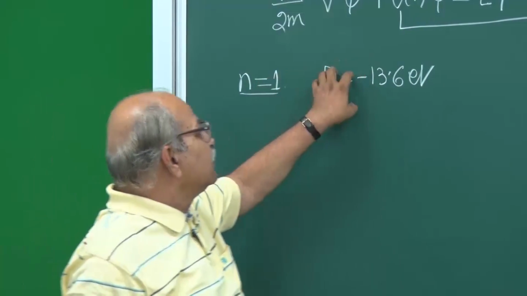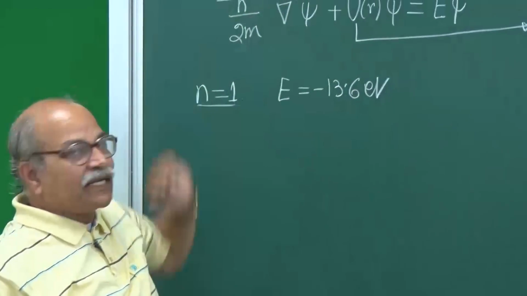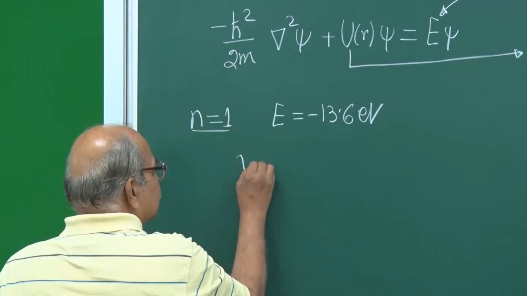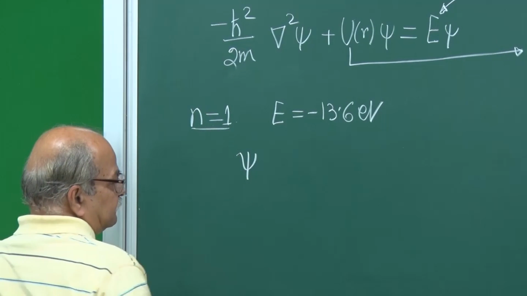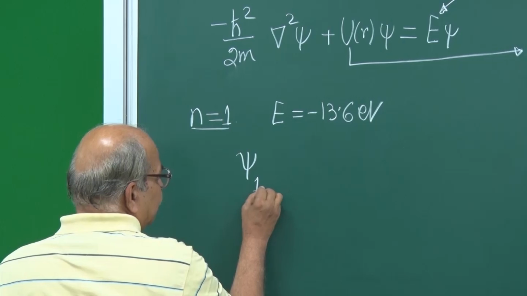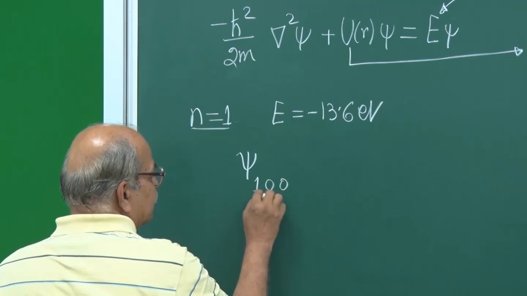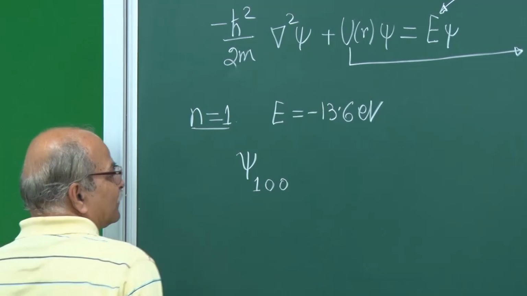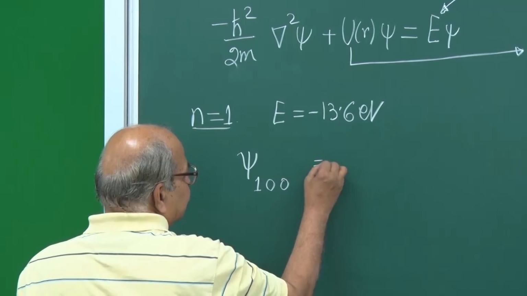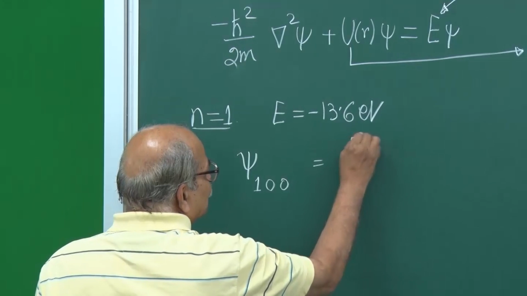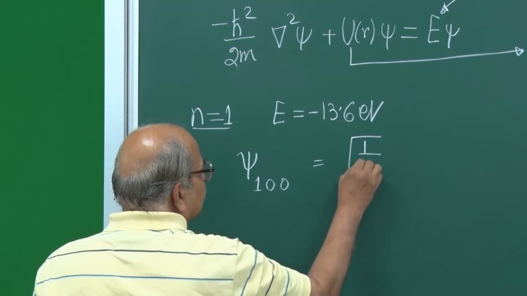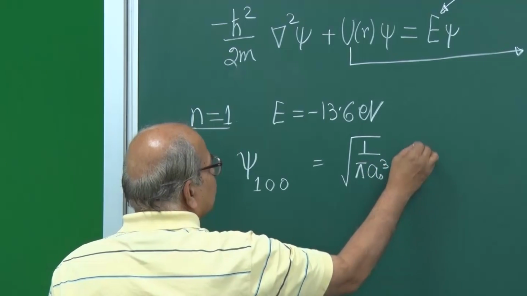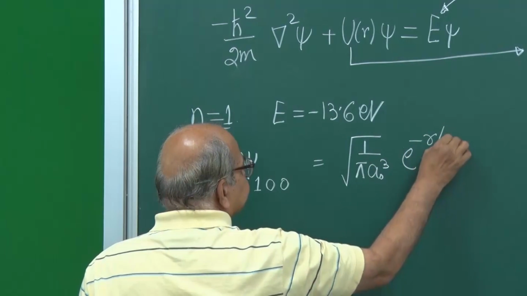So we put this energy here, what are the values of psi? And it turns out that you have a psi, which I will write 100. I will just tell why it is 100. It is not 100, it is read as 100, and that is square root of 1 over pi a naught cube e power minus r by a naught.